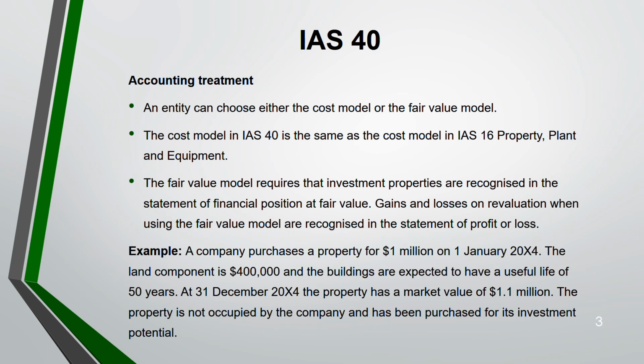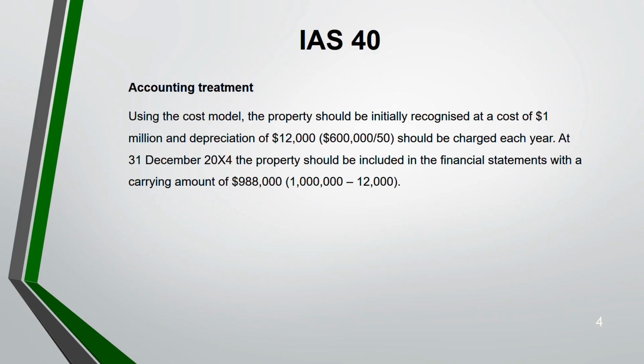Now, one example. A company has purchased a property for 1 million, the land component is 400,000. Expected useful life is 50 years. The property had a market value of 1.1 million. The property is not occupied by the company and it has been purchased for investment. So now it's an investment property. What is the accounting treatment using the cost model? Remember, you have to take the land out because we do not depreciate land. So of the total 1 million, you have to take the land out, which is 400,000. So the cost of the property is only 600,000, which you will divide over 50 years. Your depreciation will be 12,000.